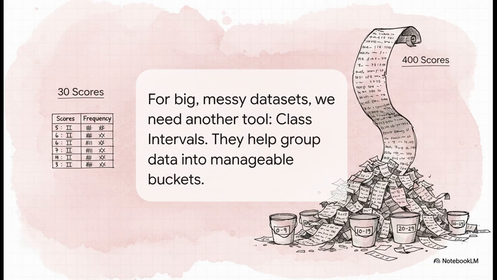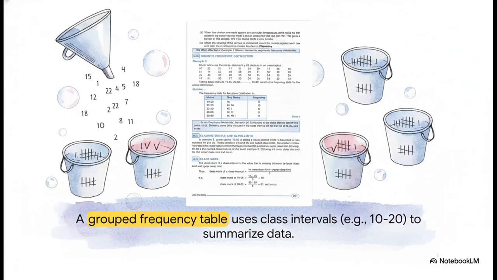Now, a frequency table is great for our 30 test scores. But what if we had, say, 400 students with scores from 1 to 100? That table would be massive. For larger, more spread out data, we need to level up. We need to group the data together. And we do that using something called class intervals.